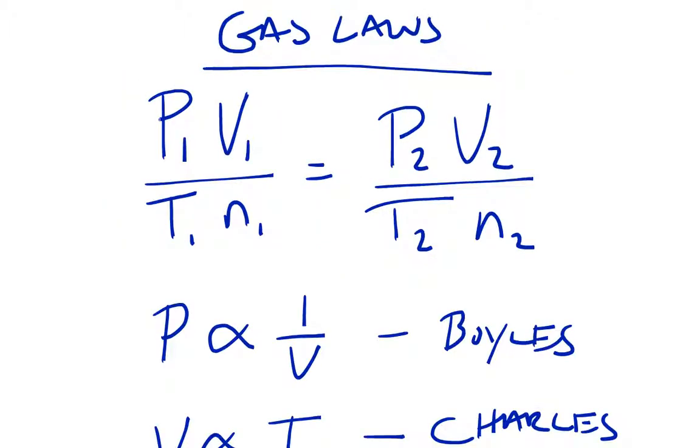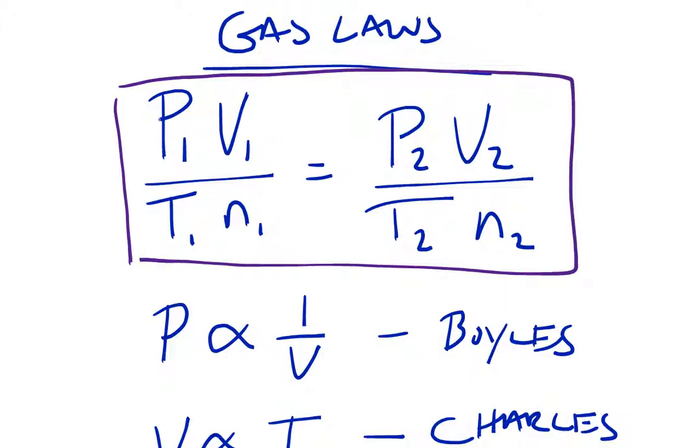Gas laws. Here's our generic equation. P1 times V1 over T1 equals P2 times V2 divided by T2 over N2. And we use this equation when solving for different problems. And we always cross out the ones that are not mentioned or the ones that are constant in the problem.